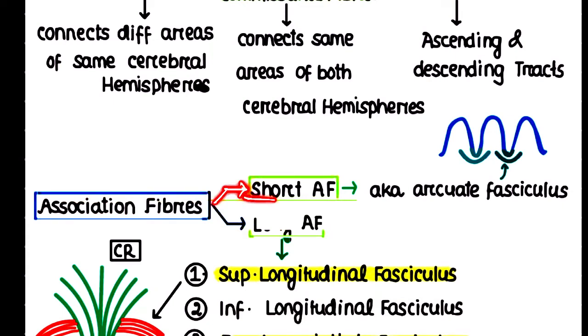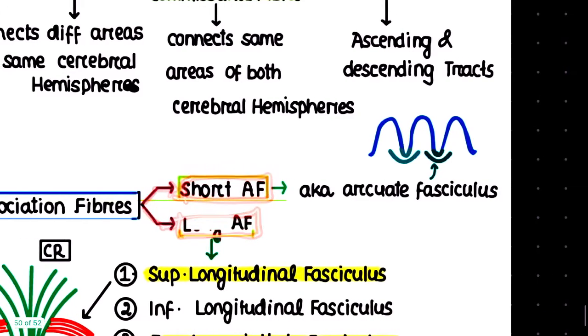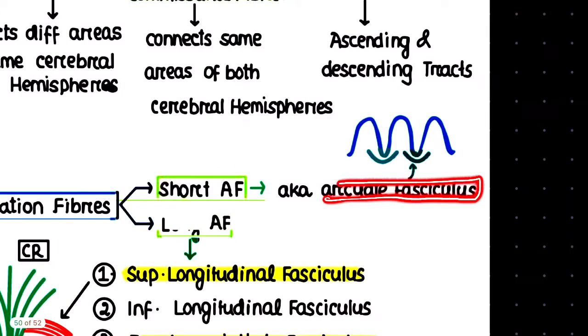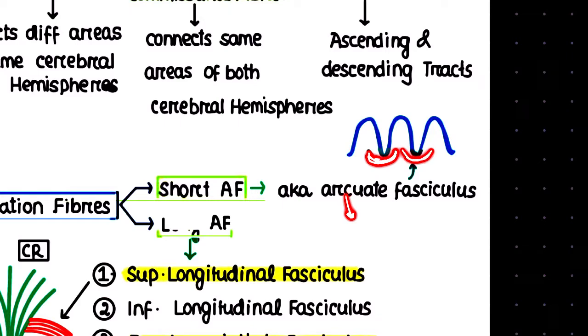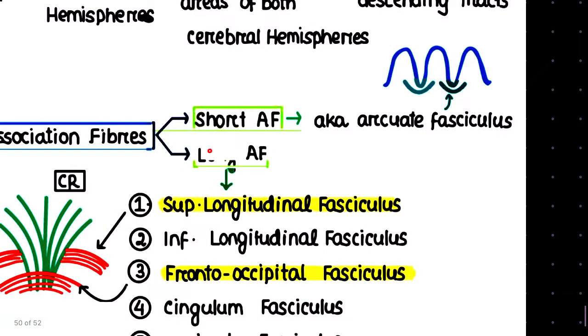One is the short association fiber and the other is the long association fiber. The short association fiber is also called the arcuate fasciculus. Why is it called arcuate fasciculus? Because from the word arcuate it is clear that it makes an arc around two different areas, that means two different sulci and gyri. By making an arc, these are called arcuate fasciculus. These are very short in size.